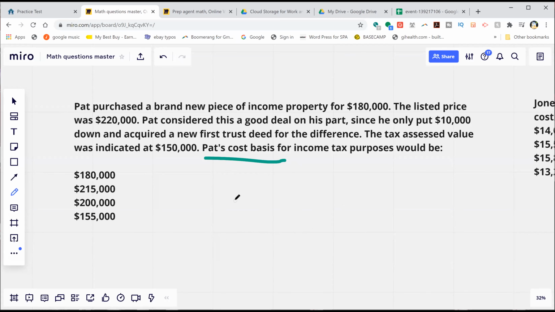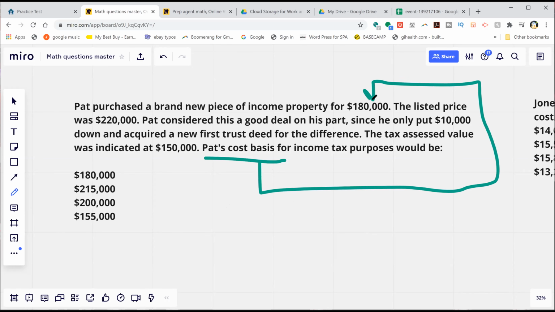Let me ask you this question. What is the cost basis? It's what he paid for the property. The answer is 180,000.